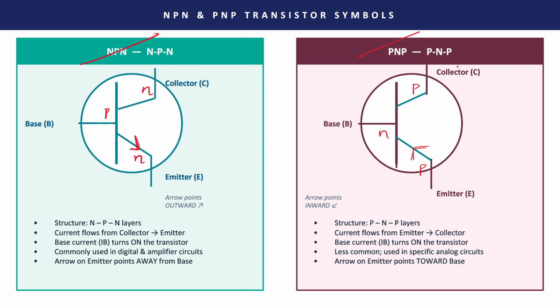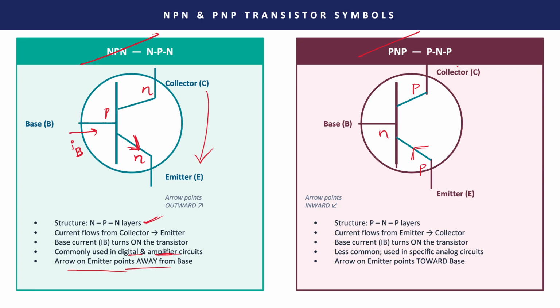Coming to the picture, in the NPN transistor there are NPN layers. The current flows from the collector to the emitter. The base current IB turns on the transistor: whatever input current we apply at the base turns on the transistor at a particular current. It is commonly used in amplifier circuits and digital circuits. The arrow is away from the base, pointing towards the emitter.